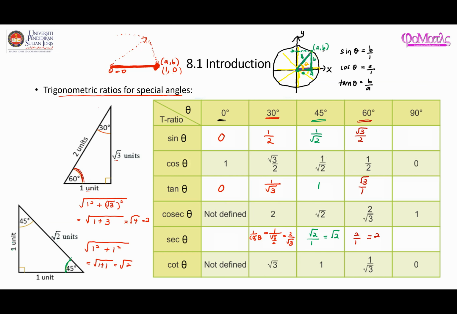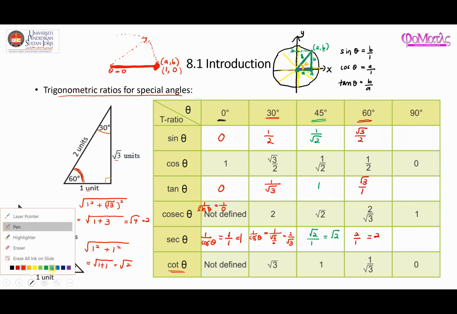Now for secant of theta is just 1 over cos theta. Cos theta is 1, so 1 over 1 is just equal to 1. Okay, now for cosecant of theta, so let's look at cosecant of theta. Cosecant of theta is 1 over sine of theta. Sine of theta is 0, so 1 over 0 becomes undefined. Similarly, for cotangent of theta, the result here is also undefined.